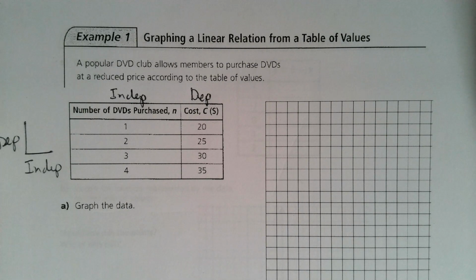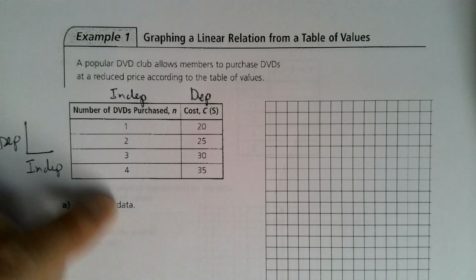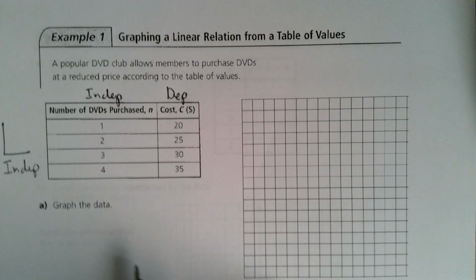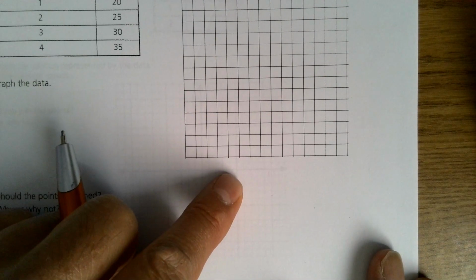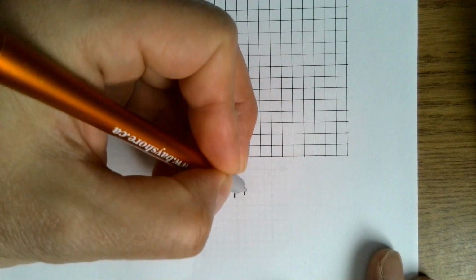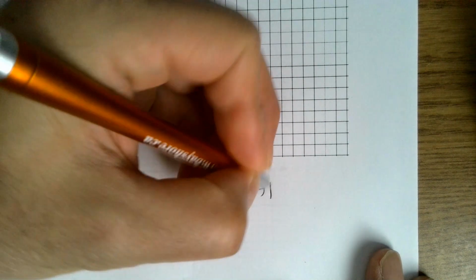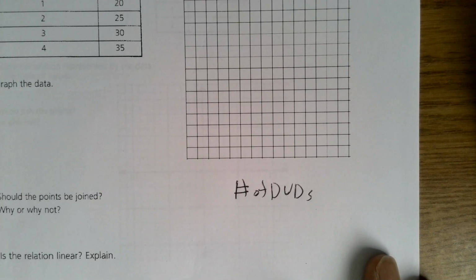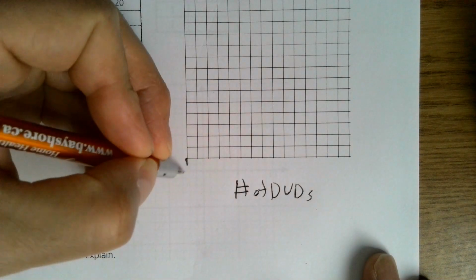Okay, so let's do the independent variable along the bottom first. That's 1 through 4. So first thing we want to do is label this down here. This is going to be number of DVDs down here, because that's our independent variable.